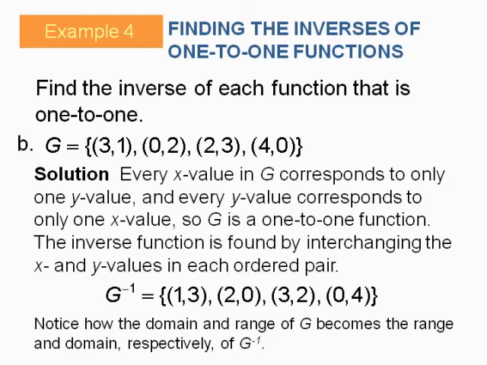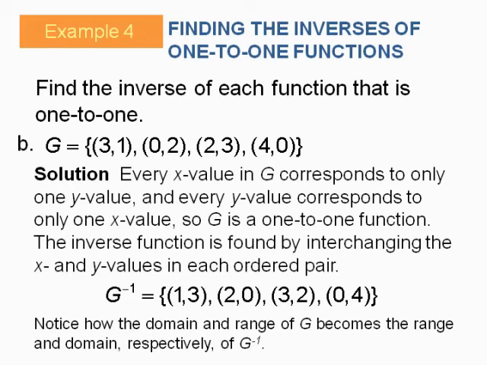Okay, now notice this next function here. It says find the inverse of each function that's 1-to-1. They give us a function g here, a set of ordered pairs: (3, 1), (0, 2), (2, 3), and (4, 0). Now here, every x value of g corresponds to only one y value, and every y value corresponds to only one x value, so g is 1-to-1. And the inverse function can be found by interchanging the x and y values.